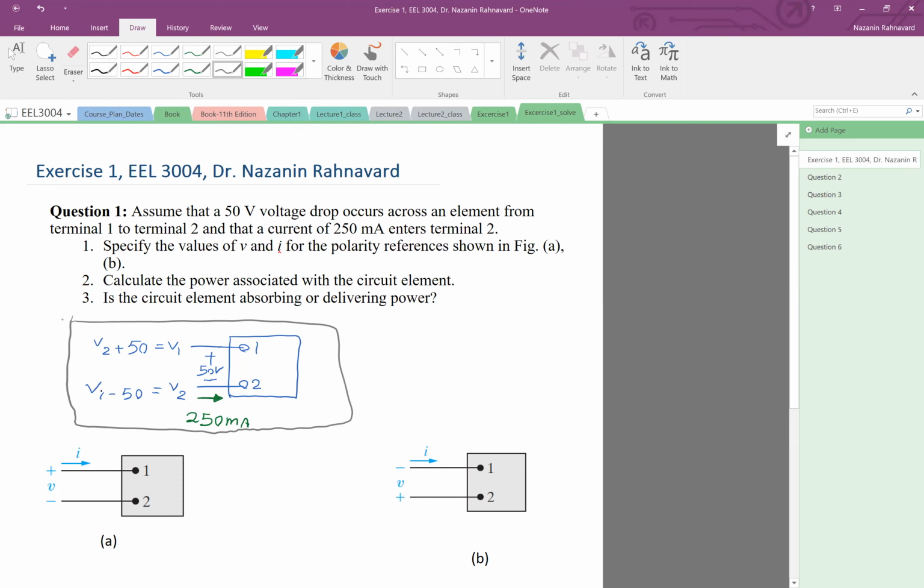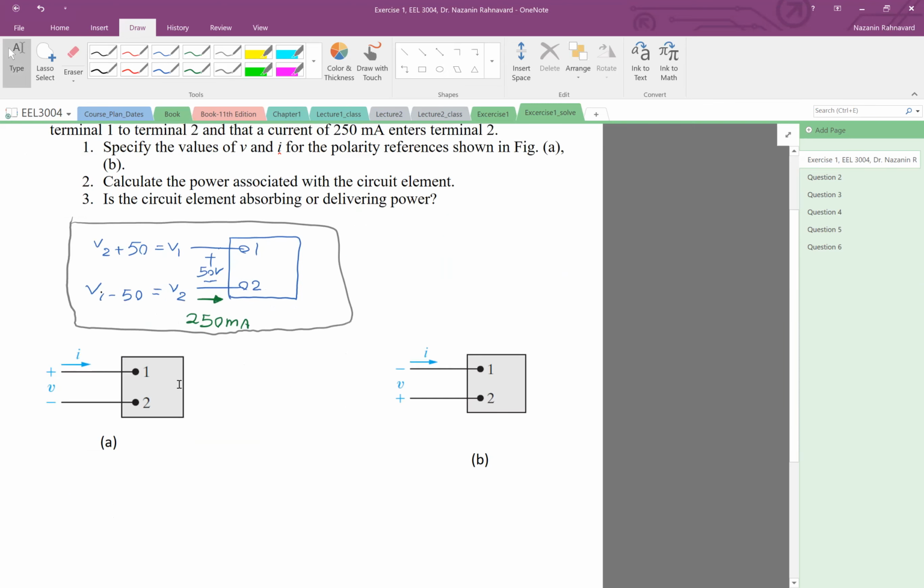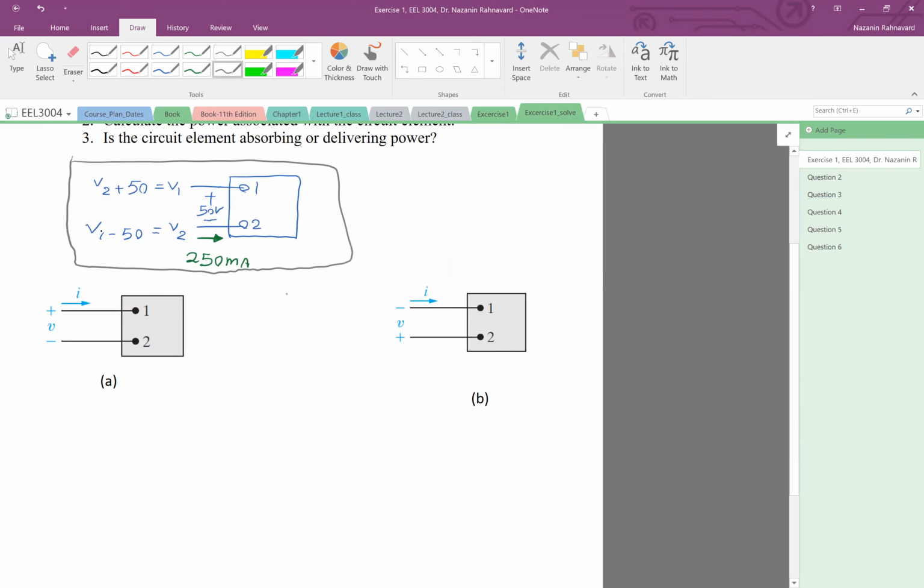Now, what is expected to do? Part 1, specify the values of V and I for the polarity references shown in figure A. So we have two different polarity references, and we would like to find this V and I for each case, and then eventually I think we need to do the power. Okay, very good. So let's look at the I here.